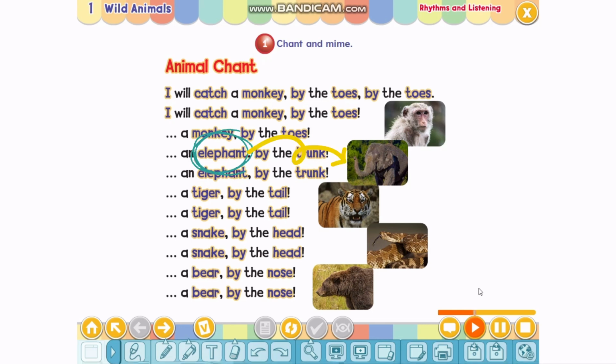I will catch an elephant by the trunk, by the trunk. I will catch an elephant by the trunk. An elephant by the trunk. I will catch a tiger by the tail, by the tail. I will catch a tiger by the tail. A tiger by the tail. I will catch a snake by the head, by the head. I will catch a snake by the head. A snake by the head.